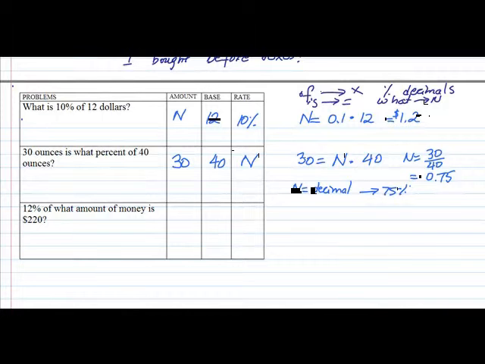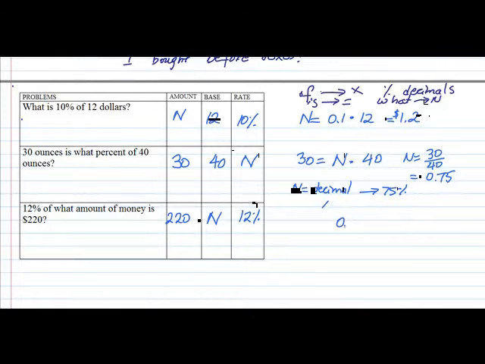Now let's do the last problem. 12% of what amount of money is $2.20? 12% is your rate. Of what amount of money? The base you don't know. $2.20 is your amount. So let's translate it word by word.